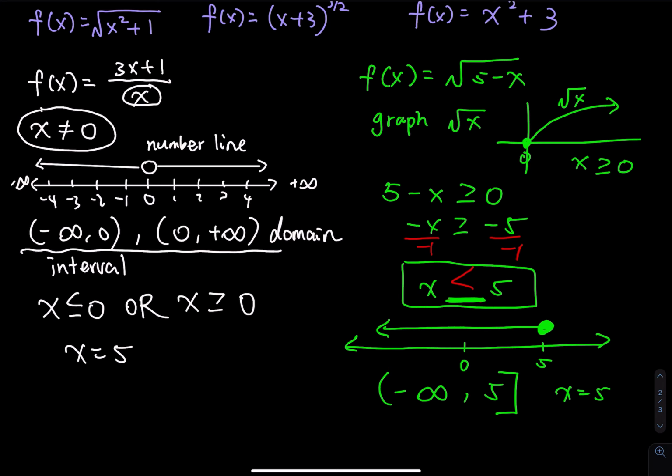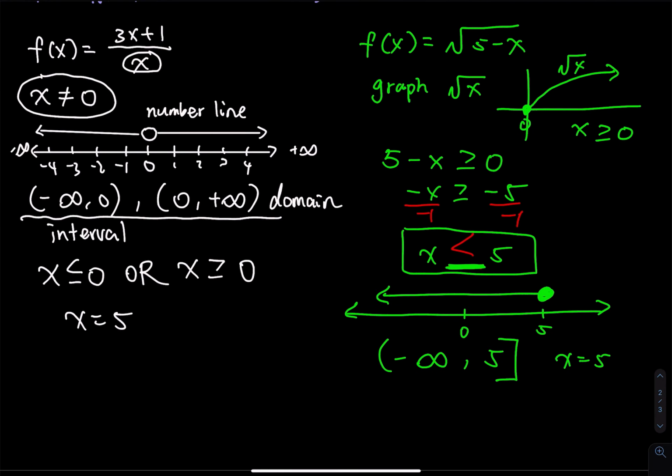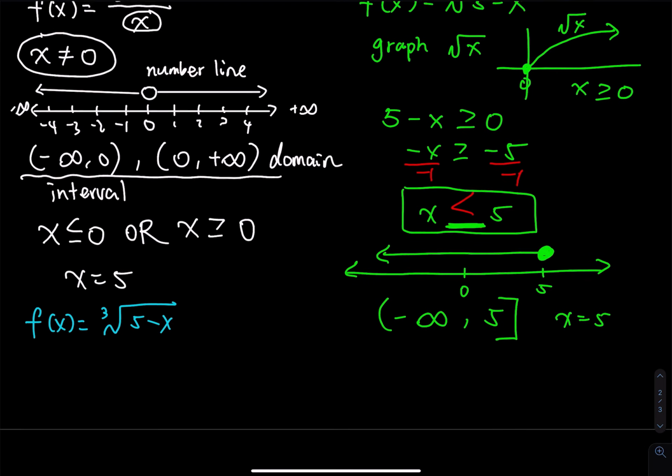So moving on to the next one. The next one, I believe that we have a third power, right? So we have a third power. Okay, so let's move on to the next one. The next one is f of x equals the cube root of 5 minus x. I didn't change the radicand.